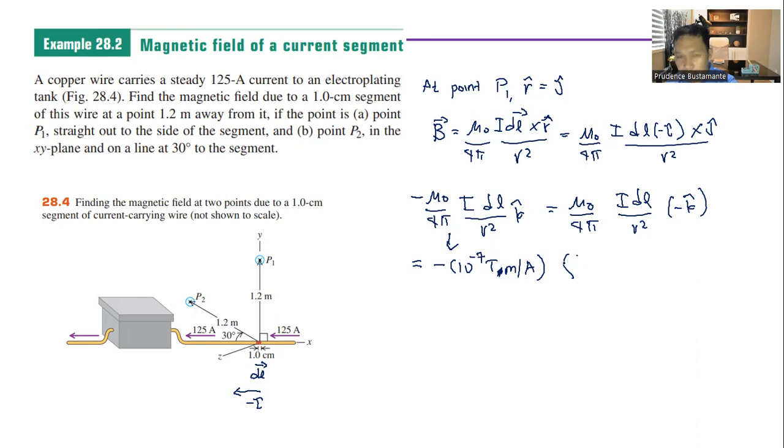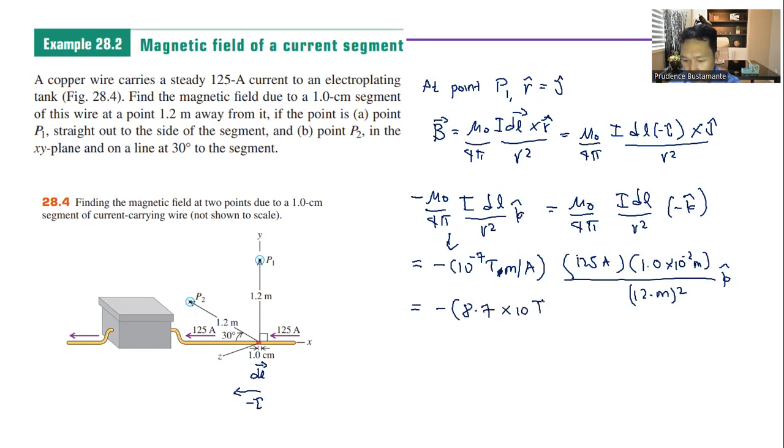So you have the current 125 ampere times the length 1.0 times 10 to the negative 2 meters over the distance, which is 1.2 meters squared. If you use your calculator, the book says that the answer is negative 8.7 times 10 to the negative 7 Tesla, k hat. So that is the magnetic field magnitude.